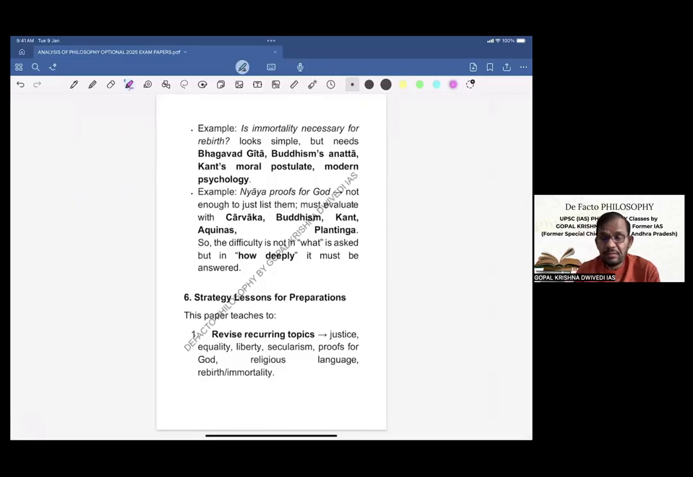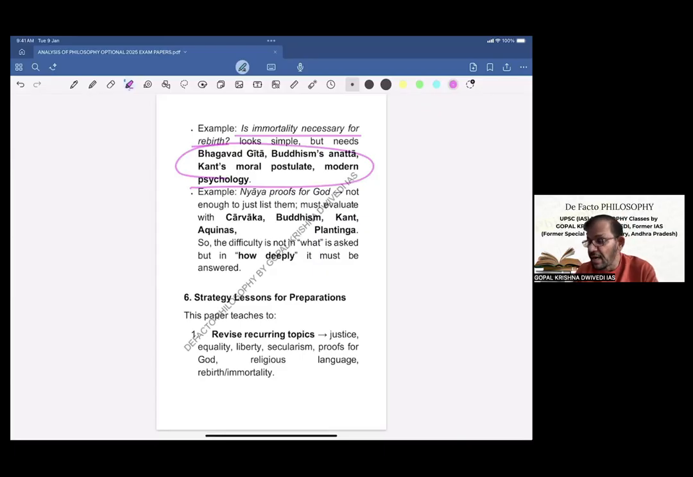For example, is immortality necessary for rebirth? This was the question in this year's paper. It looks simple, but needs the Bhagavad Gita, Buddhism, Anatta, Kant's moral postulate, and modern psychology. So all these have to be referred to or combined, or at least brief content from these has to be accessed and used in this answer.